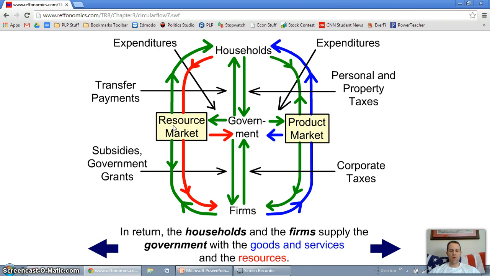In class, we're going to do a simulation. You're going to play the role of a household or a firm, and we're going to see how all these things take place in exchanging, and then how supply and demand, of course, is determining prices.